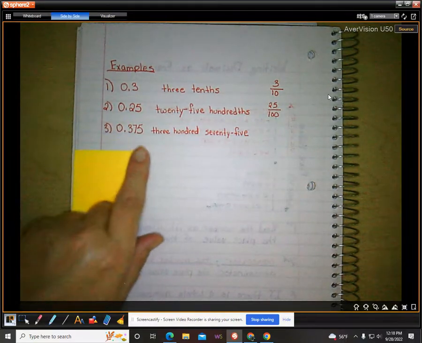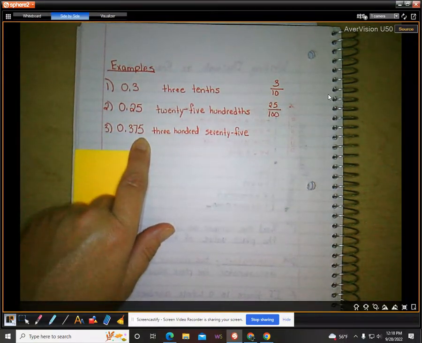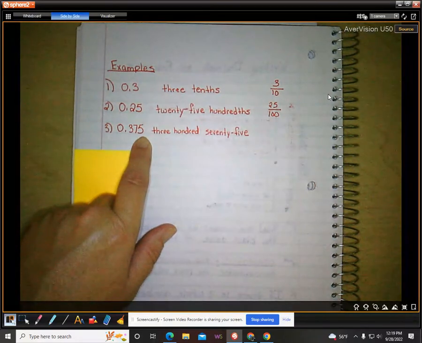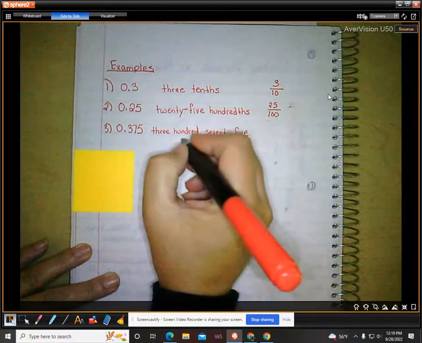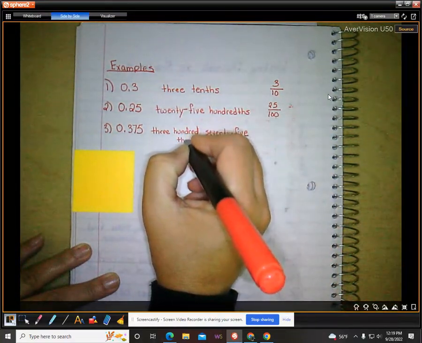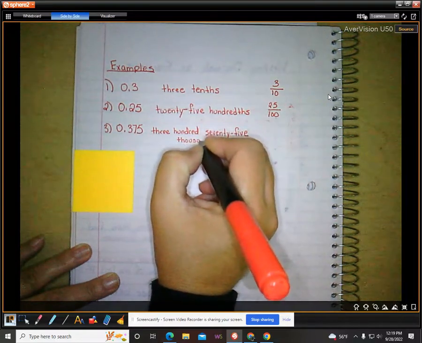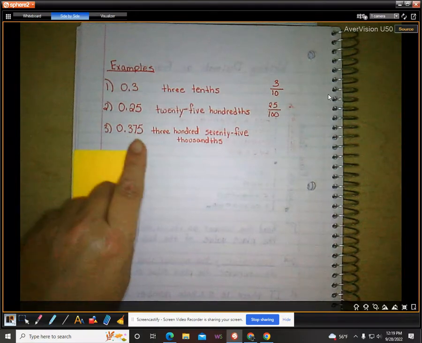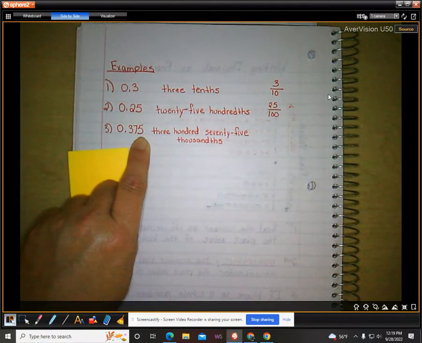Then you just have to find the place value of your last digit. If you don't know, you can look at your chart. What is the third space to the right of our decimal point? James? Thousandths. Yes. I'm going to put it below just so I have room. So 375 thousandths. It's all based on the place value of that last digit.